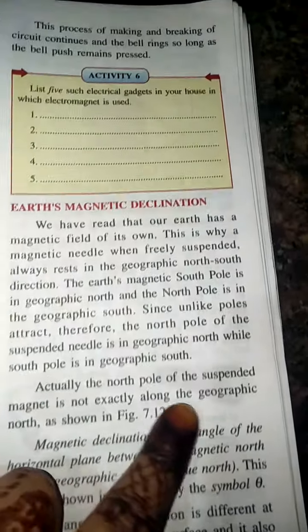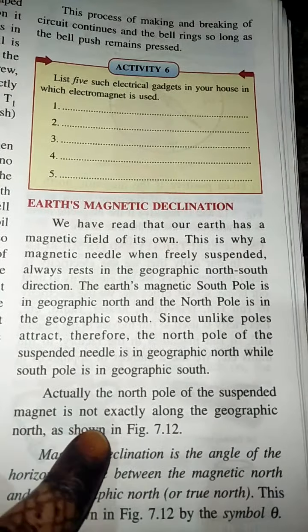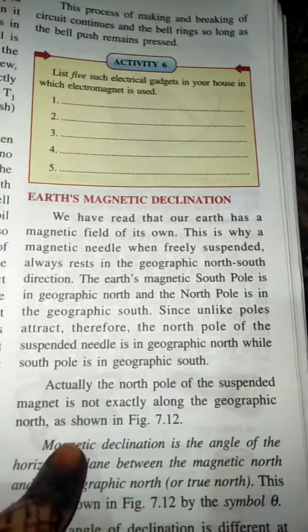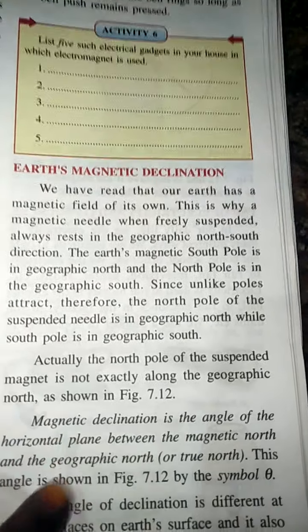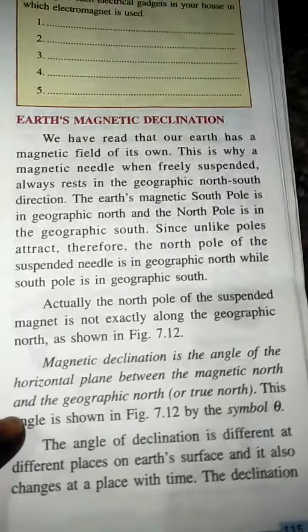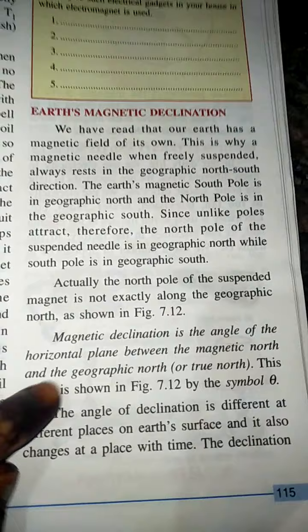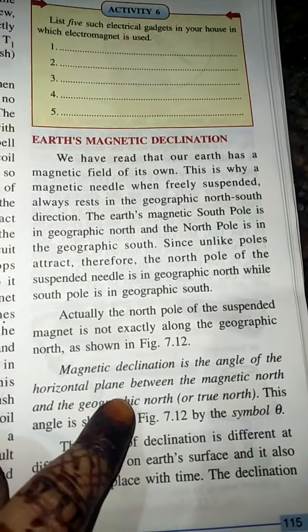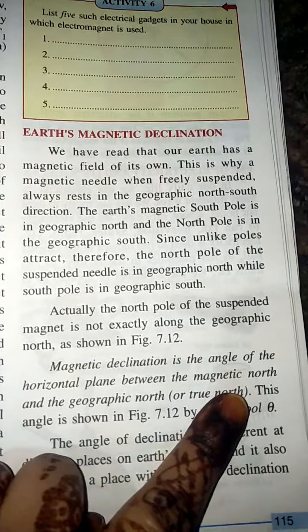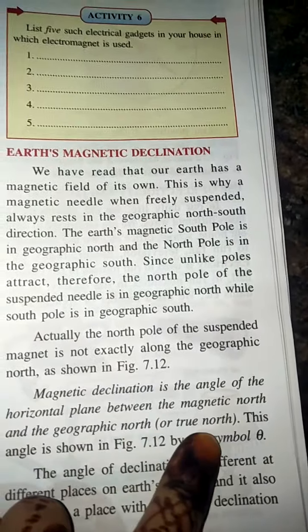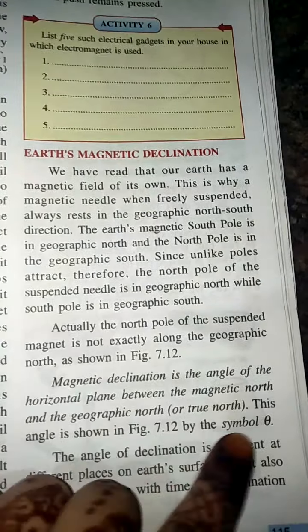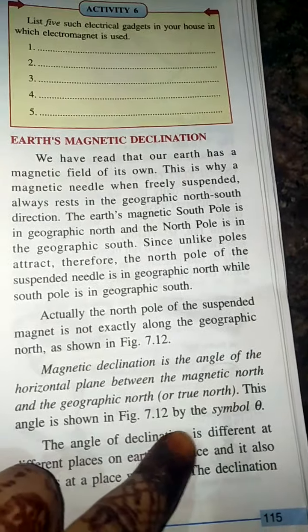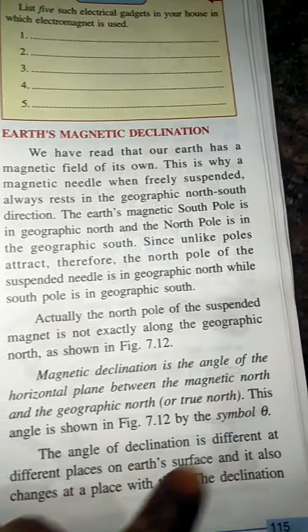Now actually the north pole of the suspended magnet is not exactly along the geographic north, you can see in the figure. Now let's read the definition first. Magnetic declination is the angle in the horizontal plane between the magnetic north and the geographic north, or true north, you can say. This angle is shown in figure 7.12 by the symbol theta.